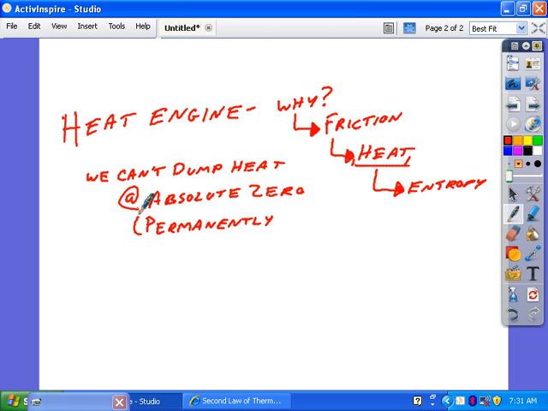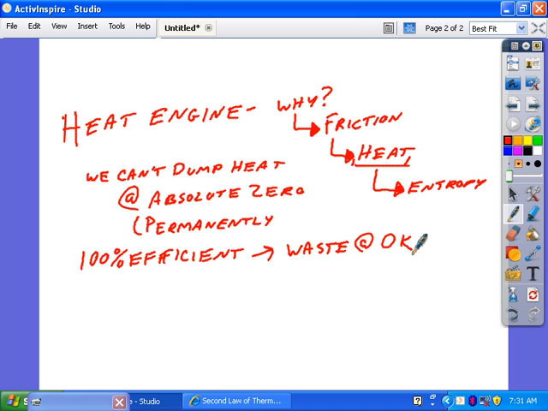All right? 100% efficient means that we are dumping our waste at 0 Kelvin, which we can't do. We can't do permanently. We cannot do for an extended period of time. As soon as you start dumping heat into a 0 degree Kelvin situation, it's not going to be 0 Kelvin anymore.